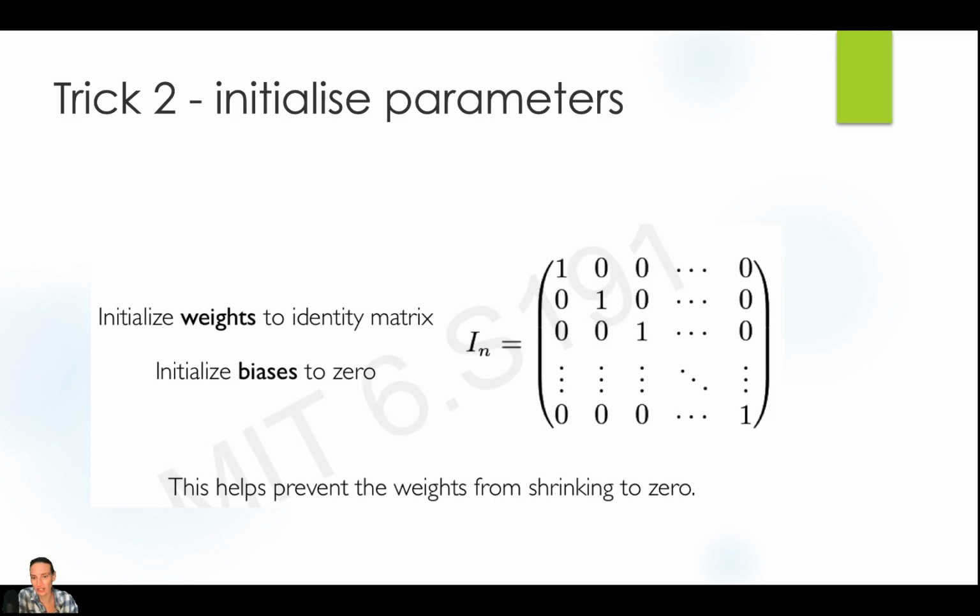Second trick, initialize the parameters of the network. Usually we do random initialization, but there are actually better ways to optimize if you're dealing with vanishing gradients. Apparently, if you initialize to an identity matrix, remember what that is, like the picture here, where we have ones on the main diagonal and zeros otherwise, this will help prevent the weights from shrinking to zero.